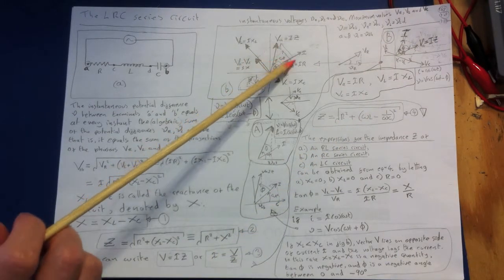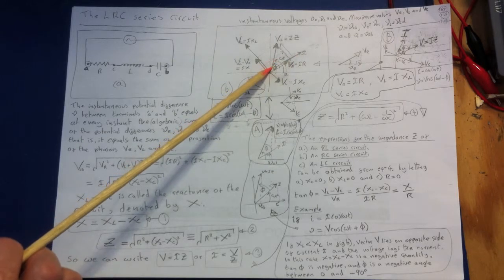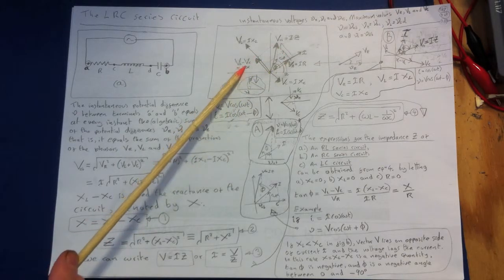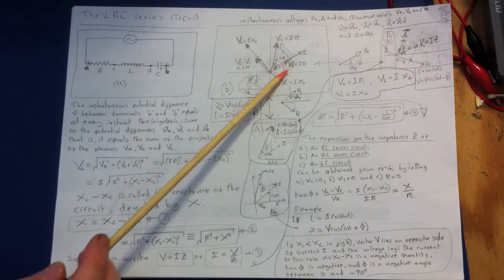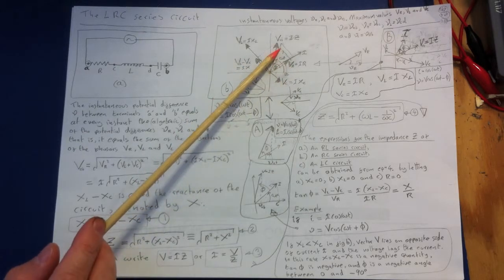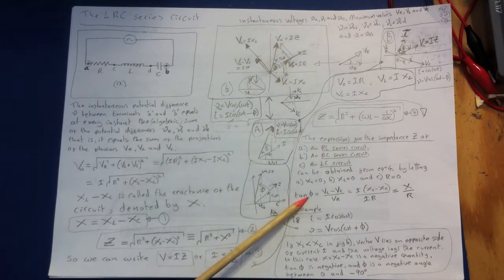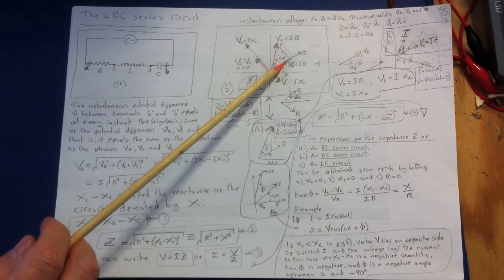The angle between the source voltage and the current, which we've labelled phi, is the phase angle of the source voltage V with respect to the current I. And we know this size here, which is VL minus VC. We know this magnitude here, which is VR. Then you can use tan theta, opposite divided by adjacent. So with that, we can find this angle between the source voltage and the current.